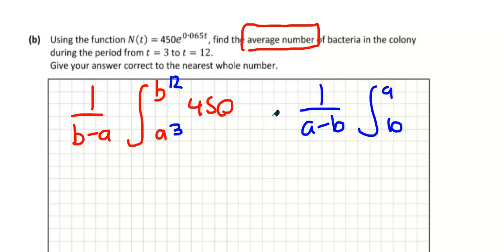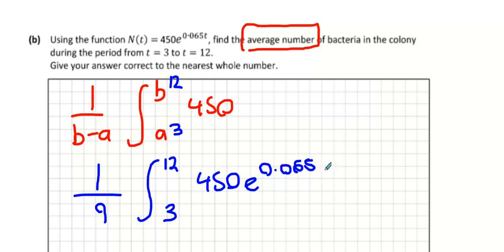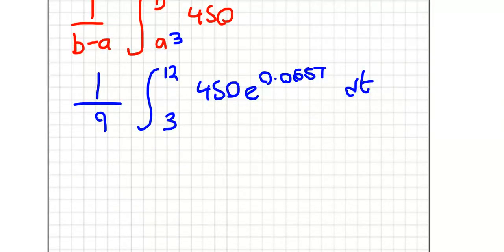So what we've cleared up is that you can have any variation of this formula that you want. The main thing is the big number goes on top and the bottom number goes on the bottom. Okay. Now, it's going to be 1 over 12 take away 3, which is 1 over 9, and then after that, 12 and 3. And 450 e to the 0.065 t dt. Now, what happens when we integrate an exponential? It stays exactly there, all right? And the 450 stays exactly the same.